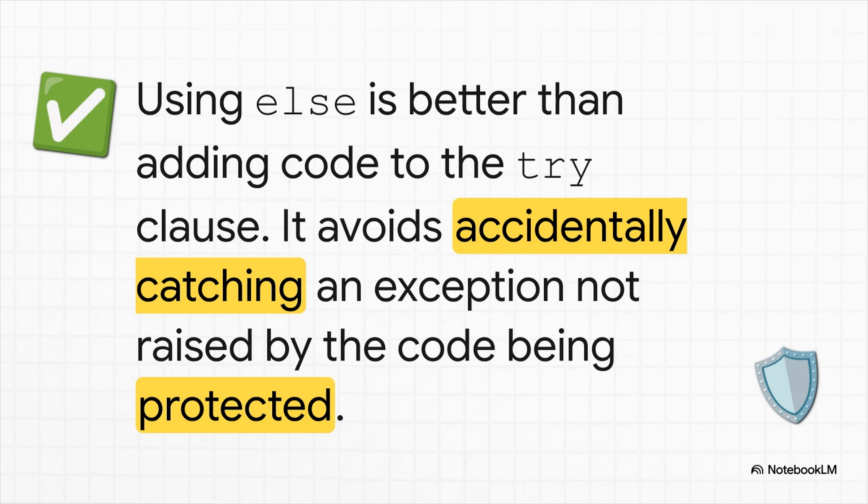So why would you even use an else clause? It's all about writing cleaner, safer code. By putting your success code in the else block, you make sure it's not being watched by your except handlers. This keeps you from accidentally catching an error from code that wasn't the part you were trying to protect in the first place. It just makes your logic so much clearer.